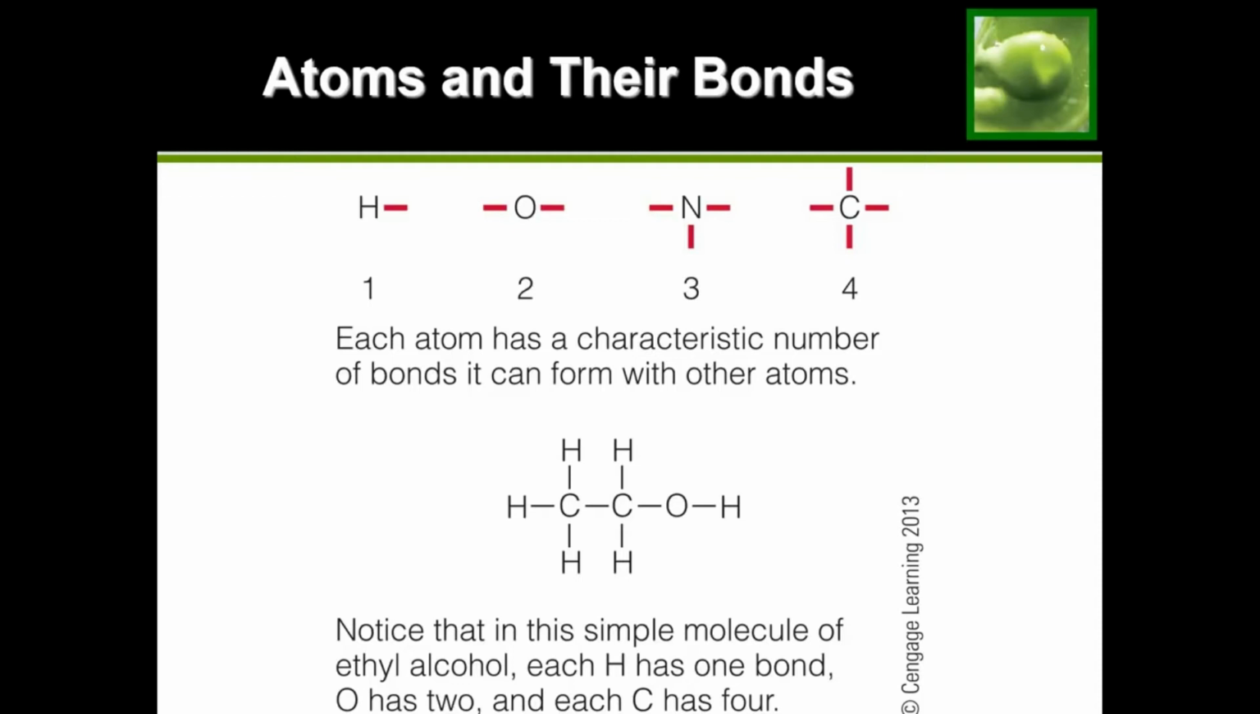Each atom has a unique number of bonds that it will always retain. So hydrogen can only ever have one bond. It can't have 0, it can't have 2, it always has to have 1. Oxygen always has to have 2 bonds. It's impossible for it to have 3. Nitrogen always has 3 bonds, and carbon always has 4.